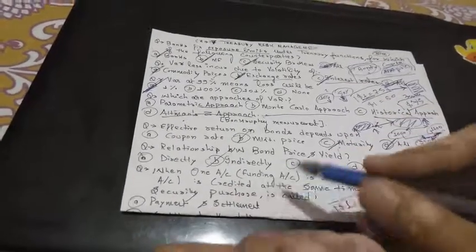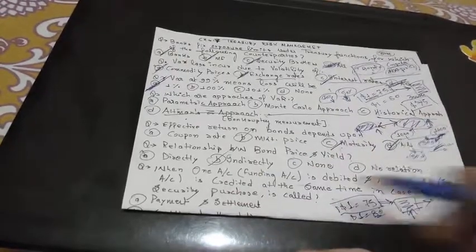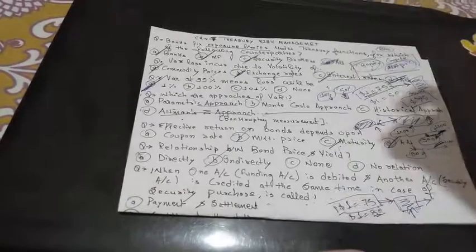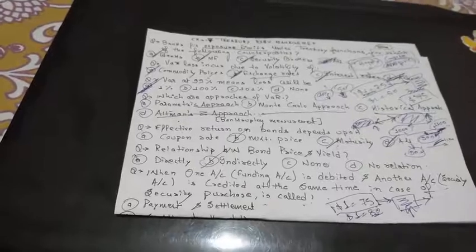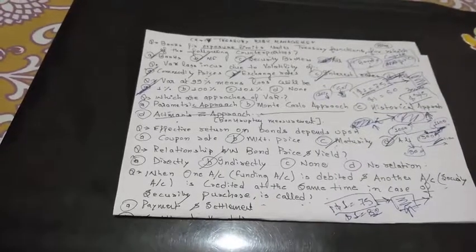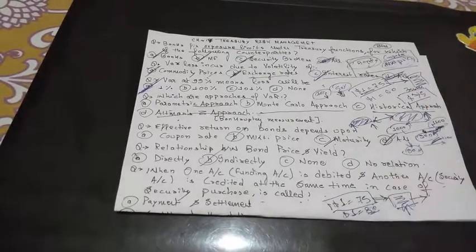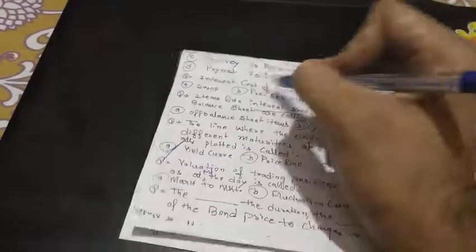So in this question, when one account, the funding account, is debited, and another account, the security account, is credited at the same time in case of a security purchase, there is a term for this which you need to memorize, that is delivery versus payment. It is a very common term in the market, in the treasury. The name is because on one hand you are giving money and on the other hand we are giving you delivery of the securities. So that is delivery versus payment, not payment versus delivery. So option C is the right answer.